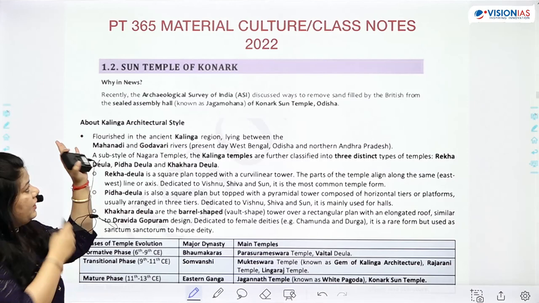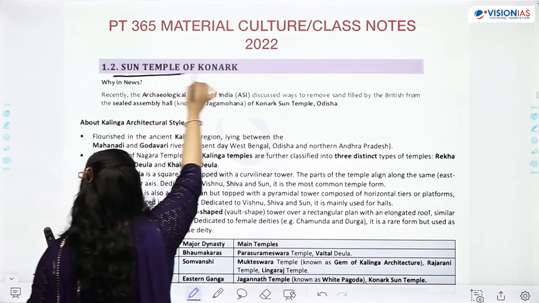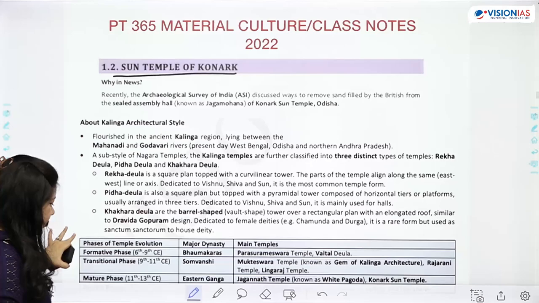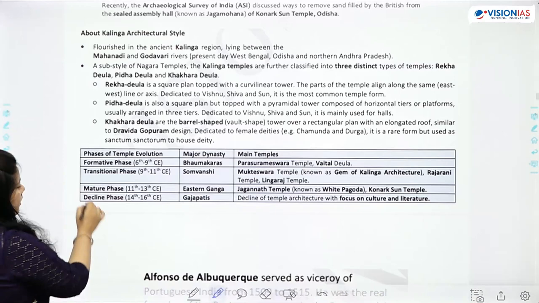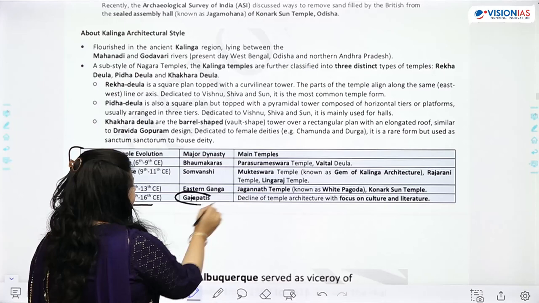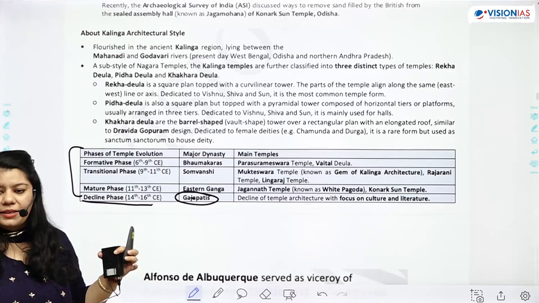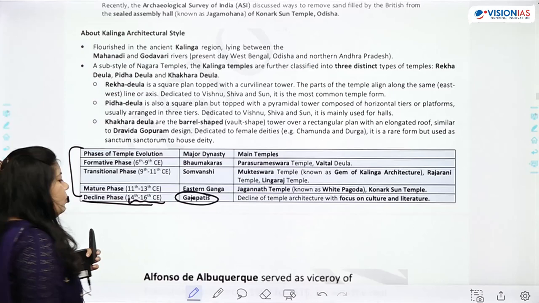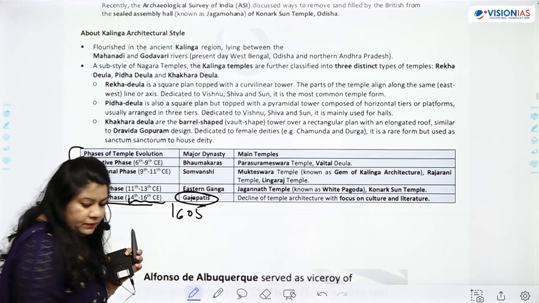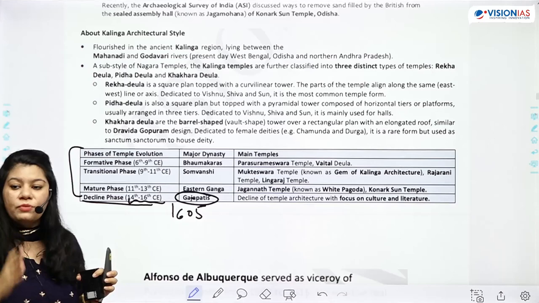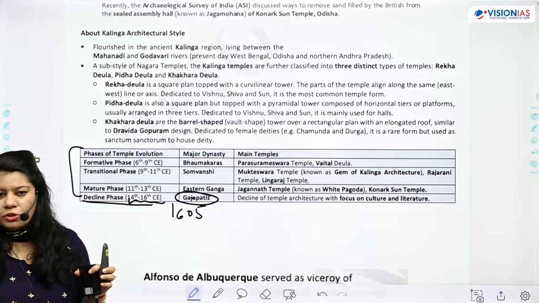Secondly, there was in PT 365 culture material a news item on the Sun Temple of Konark, where the content also had an infographic on different phases of temple architecture, where major dynasties were mentioned. So if someone had learnt this or was able to recall things, they would at least know that they were there in the 14th to 16th century. So if their rule was only till the 16th century, how can they be present in 1605? You're understanding? That's how you eliminate the first statement, by resorting to the extended blocks you get in PT 365 or any current affairs material, right? That's why these things become important.